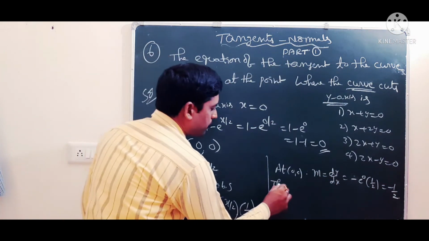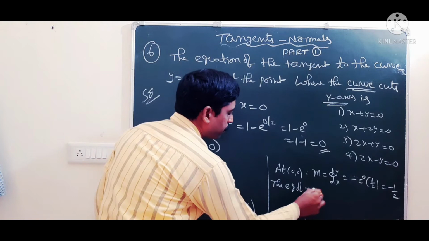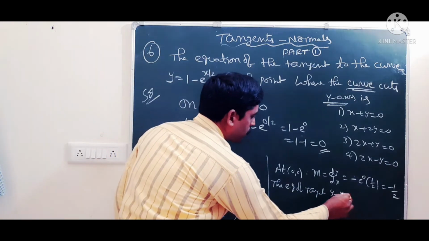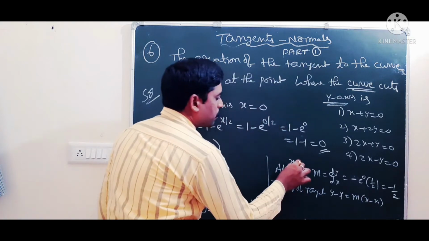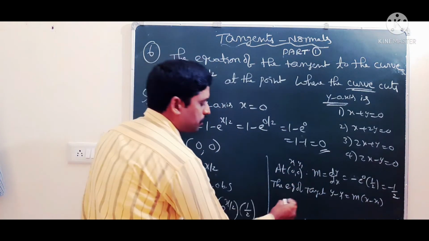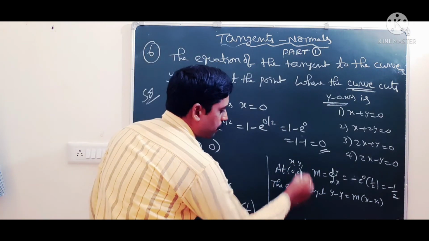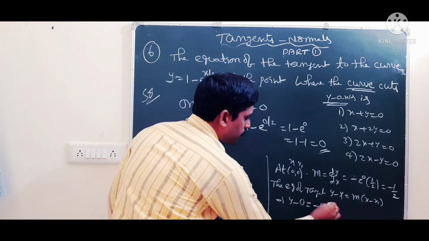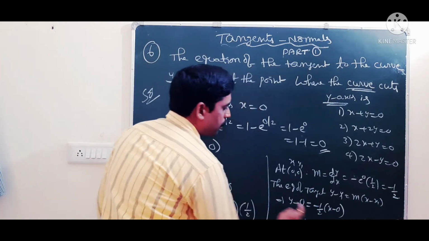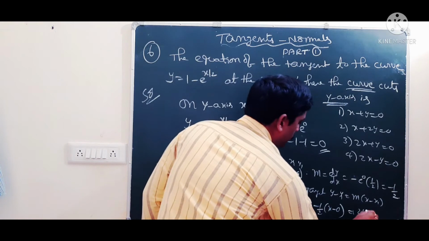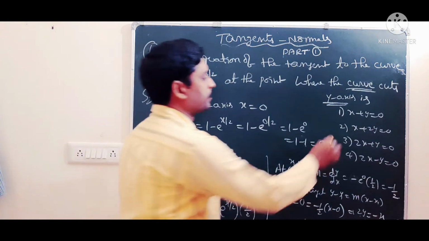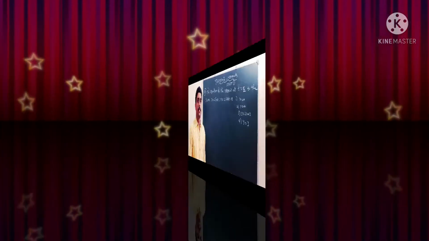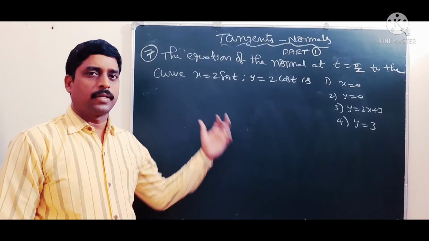Therefore the equation of tangent: y minus y1 is equal to m into (x minus x1). This is (x1, y1), directly substitute in this one. y minus 0 equals m into (x minus 0). Okay, 2y is equal to minus x. Therefore x plus 2y equals 0. Second option is correct. Okay, look at the next question.